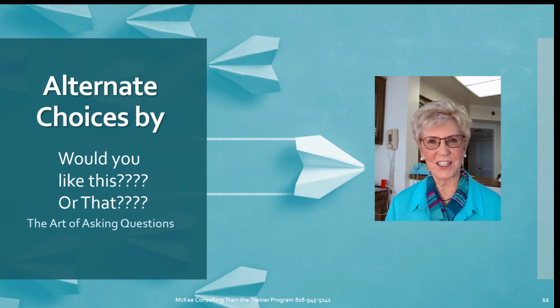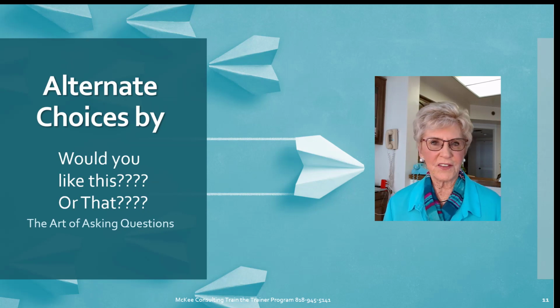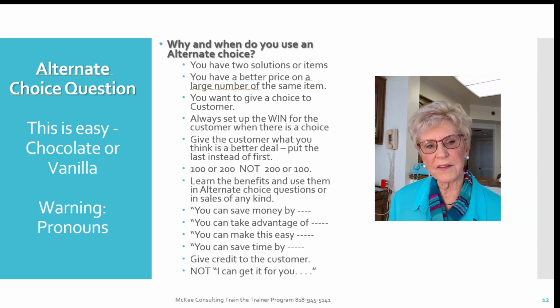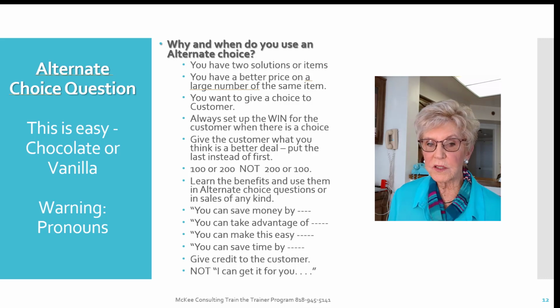Alternate choice questions. Here we go. Simplest kind, right? Chocolate or vanilla, 5 or 10, this or that. That is how it always works with alternate choice questions. So let's talk about this. This is easy. It's just one or the other.